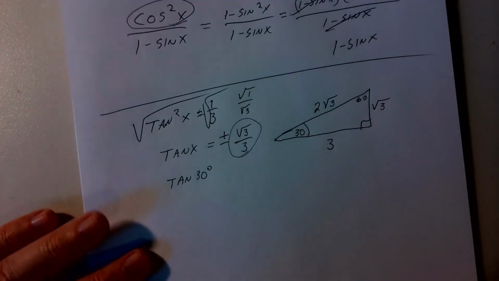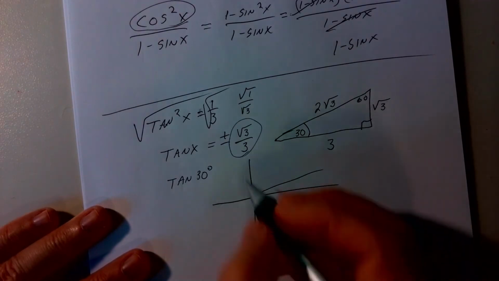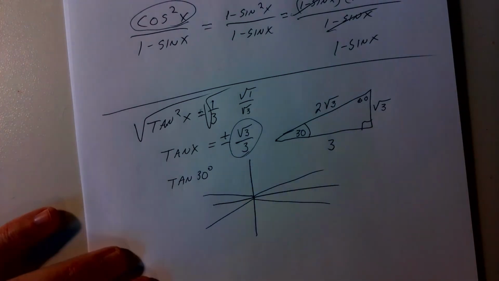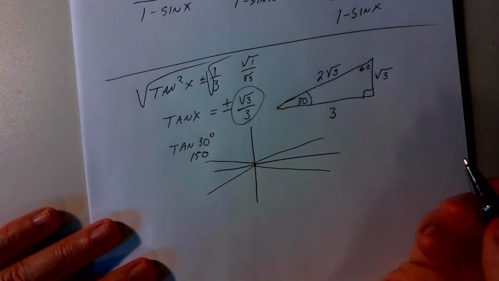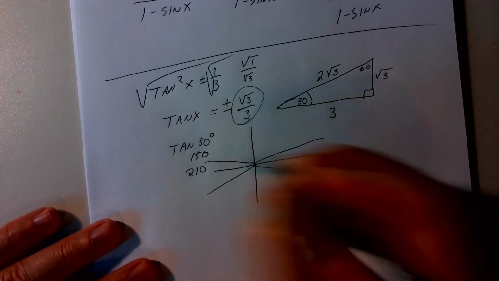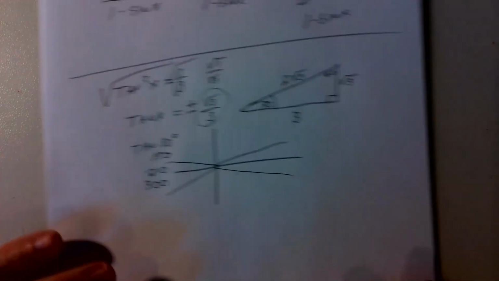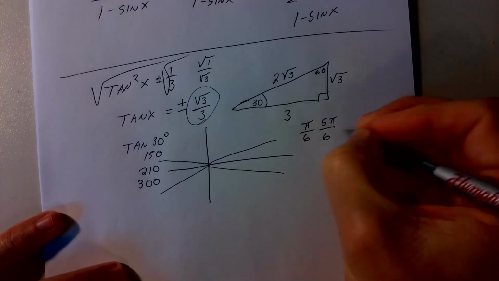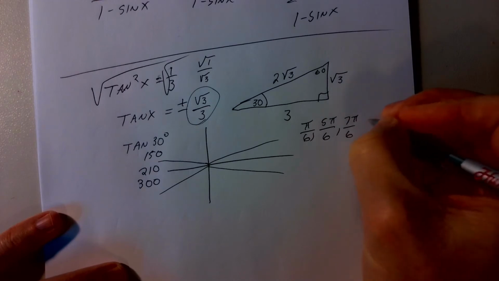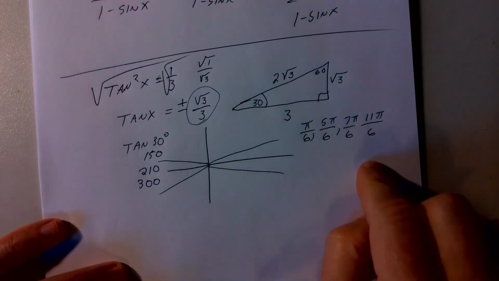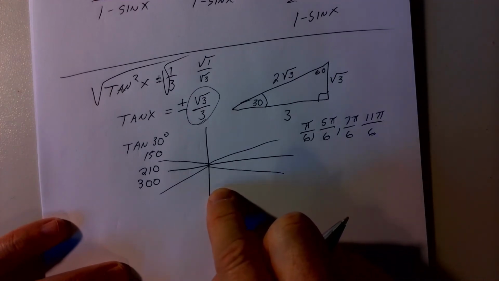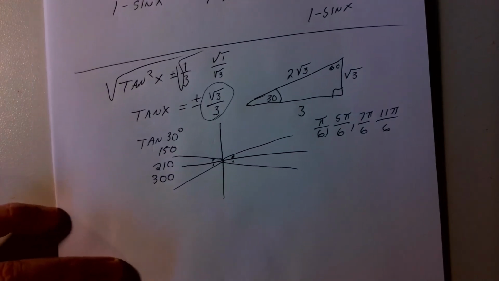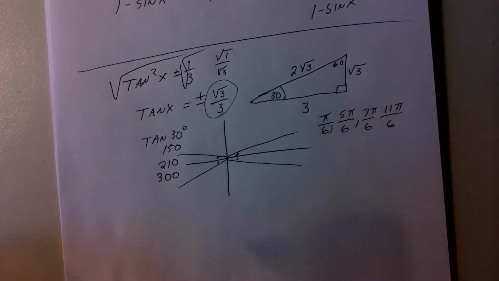So where else am I going to get that? Let's draw a little thing down here. So 30 degrees there, and 30 degrees there, and 30 degrees there, and 30 degrees there. By measurement, angles, I got 30, I got 150, I got 210, and I got 300. And if I wanted radians, looks like I got pi over 6, 5 pi over 6, 7 pi over 6, and 11 pi over 6. You can pull up your unit circles. You should be pretty good at that, I'm hoping, to know all those different things. Those are all just reference angles for a 30 degree angle in those different places.